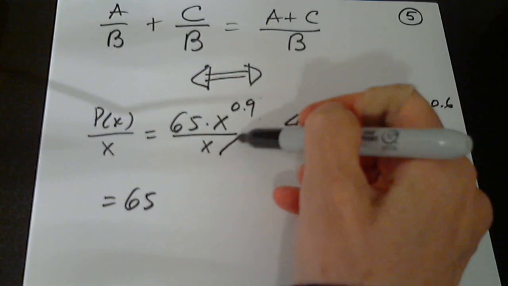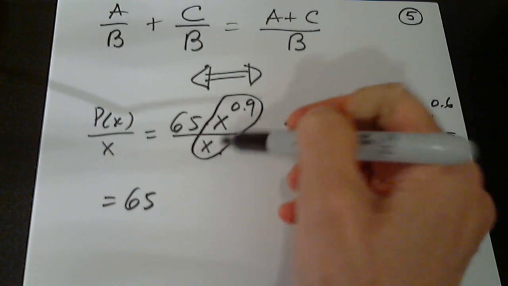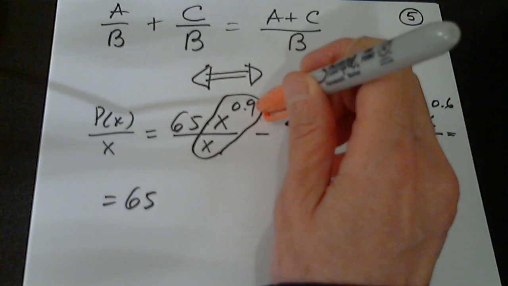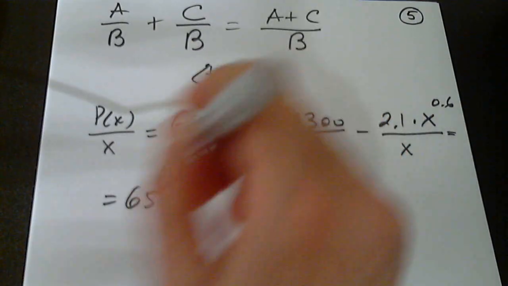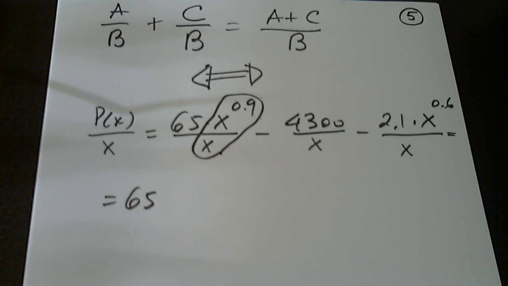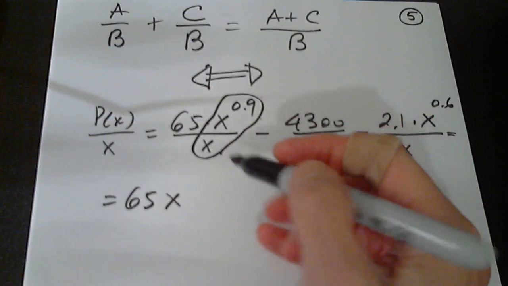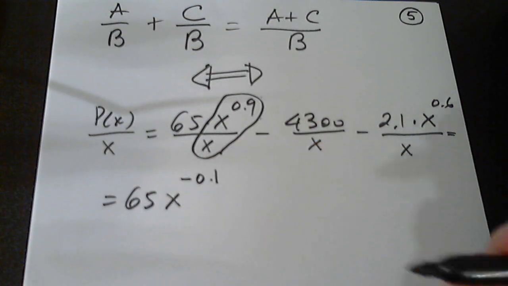65. What do we do with the exponents when we divide two exponential notations with the same base? You subtract them. Subtract the powers. Excellent, thank you. From the power of the numerator, I have to subtract the power of the denominator. And I get 0.9 minus 1, which is negative 0.1.